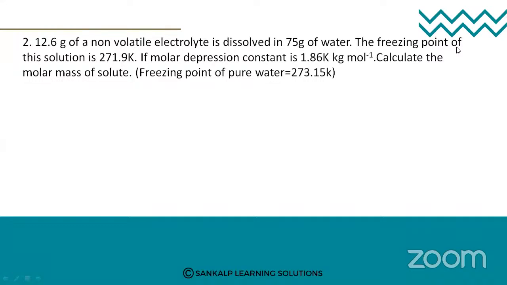Then the molar depression constant is also given. The molar depression constant is 1.86 Kelvin kg per mole. You have to find out the molar mass of the solute. So what all are the given things? I'll write it down here. So the freezing point is given, that is delta TF. So try to solve this.